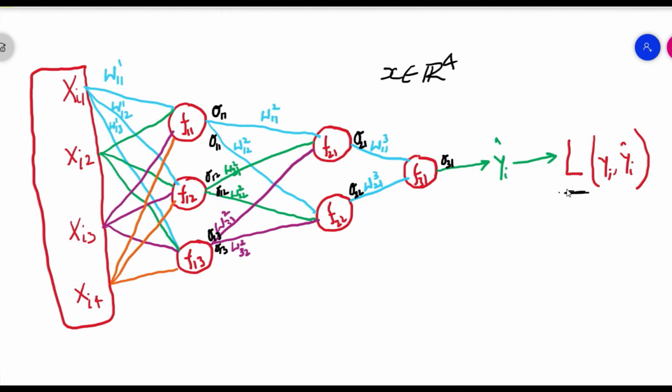After that, you need your data set on which the multi-layered perceptron will be trained, and let's say your data set has 4 features. So each of the data points will have 4 dimensions, which means each data point will have components xi1, xi2, xi3 and xi4.